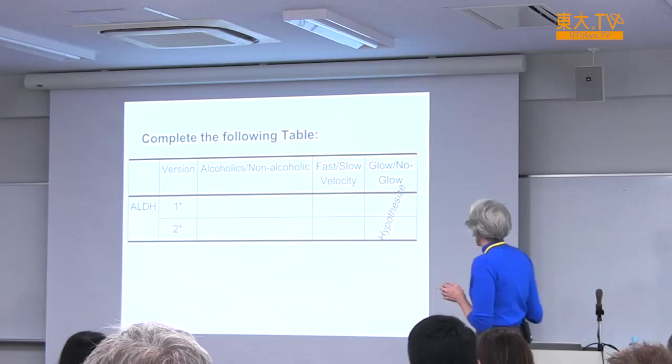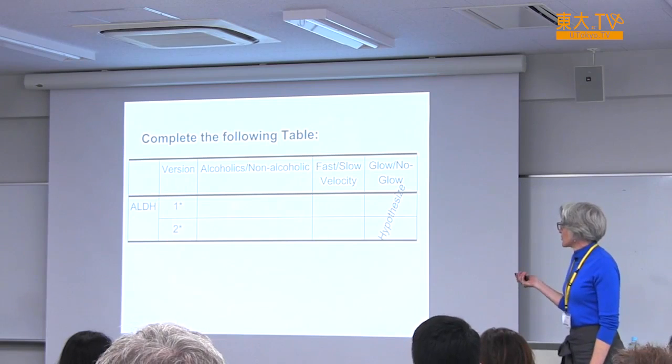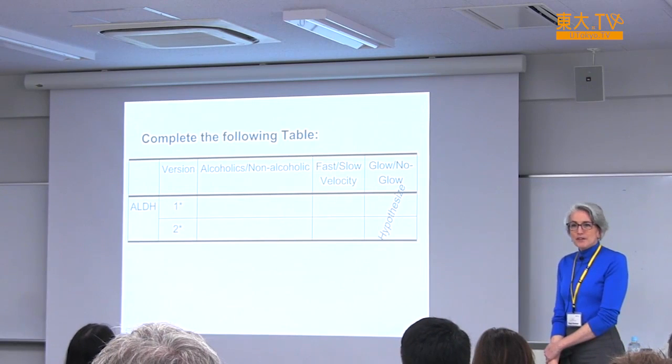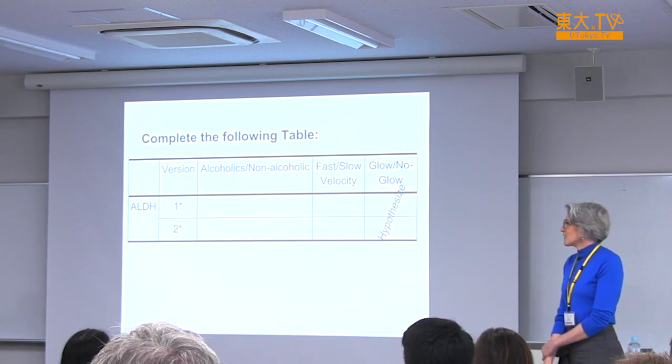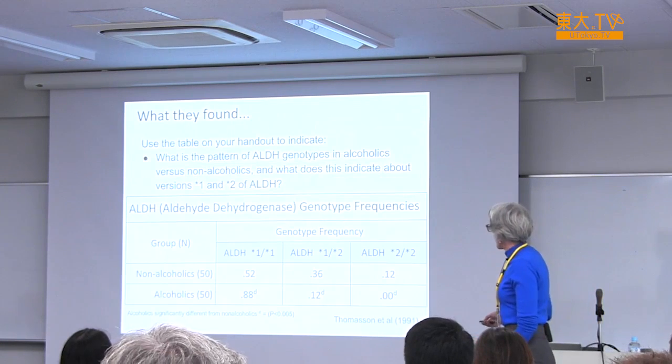So what do we think? What kind of trends are you noticing? I would have them click in, but I'll ask you guys to just tell me what trends. If you had to go to this table, which one, version 1 or version 2, if I had to say which one's more common in which group, what would I say? 1 in alcoholics. You think 1 in the alcoholics, so we'll go back.